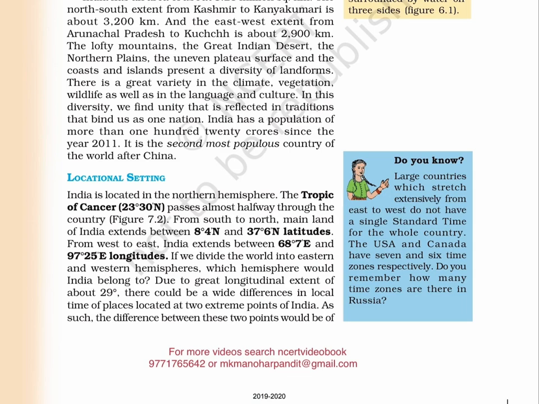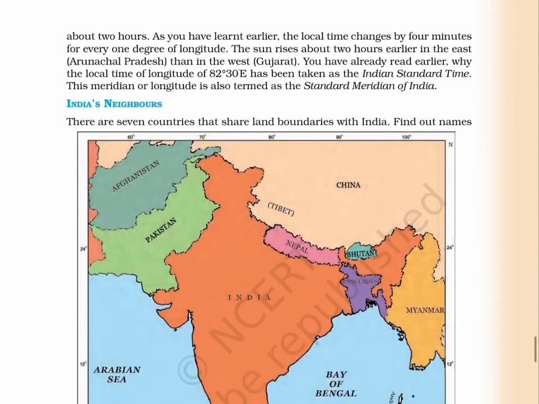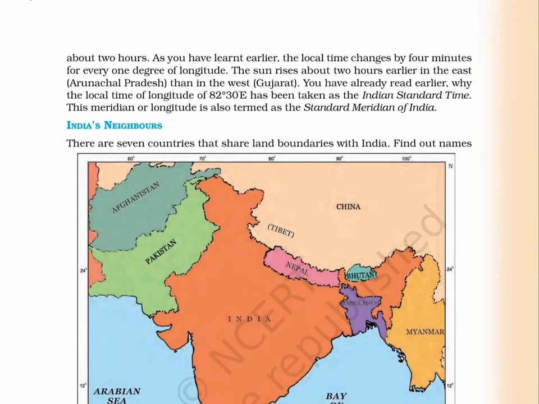Page number 48. As you have learnt earlier, the local time changes by 4 minutes for every 1 degree of longitude. The sun rises about 2 hours earlier in the east, that is Arunachal Pradesh, than in the west, that is Gujarat. You have already read earlier why the local time of longitude of 82 degrees 30 minutes east has been taken as the Indian Standard Time. The meridian or longitude is also termed as the Standard Meridian of India.